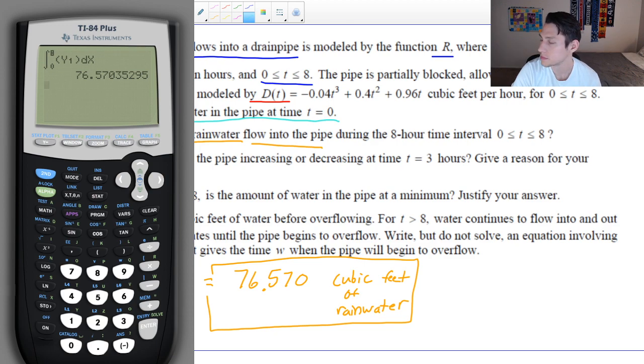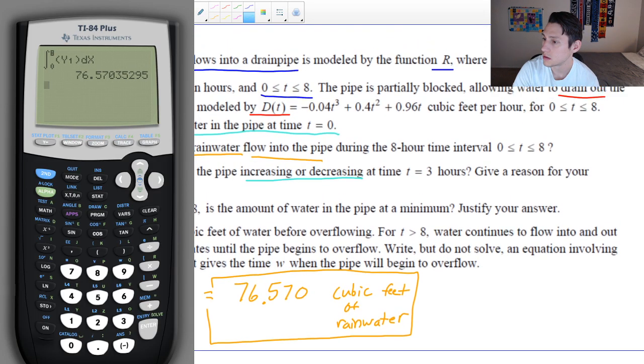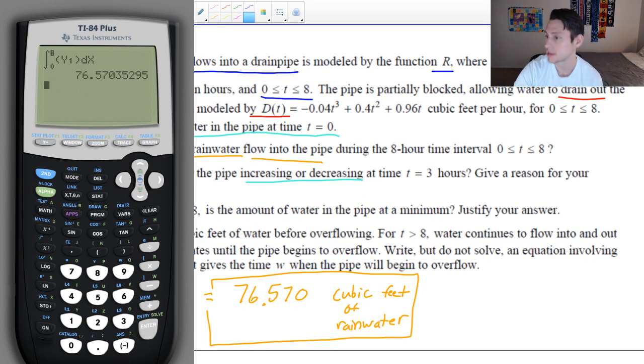Part B, is the amount of water in the pipe increasing or decreasing at time t equals 3? Well, how do we determine if something is increasing or decreasing? Then we look at the rate. Is its rate positive or is its rate negative? So that's another way of saying, is the rate positive or negative? Well, I guess the overall total rate, right? So this is talking about the amount of water in the pipe, just in general.